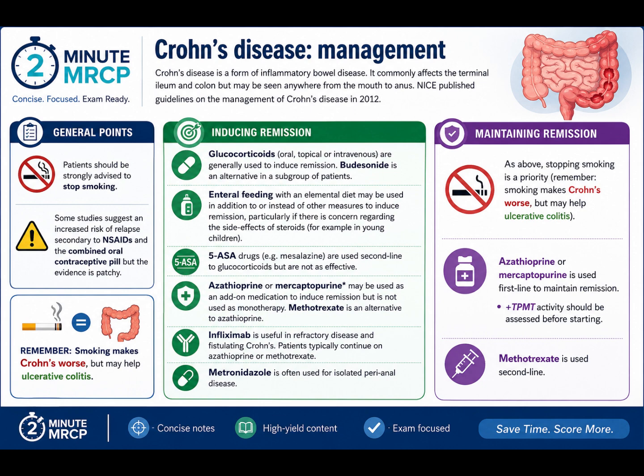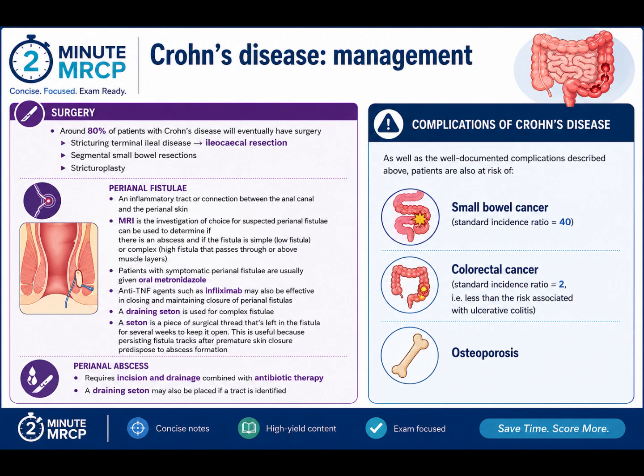For maintaining remission, stopping smoking is a priority. Azathioprine or mercaptopurine is first line. Thiopurine methyltransferase, or TPMT, activity should always be checked before starting these drugs. Methotrexate is used as second line if thiopurines are unsuitable. Surgery is eventually required in around 80% of patients.